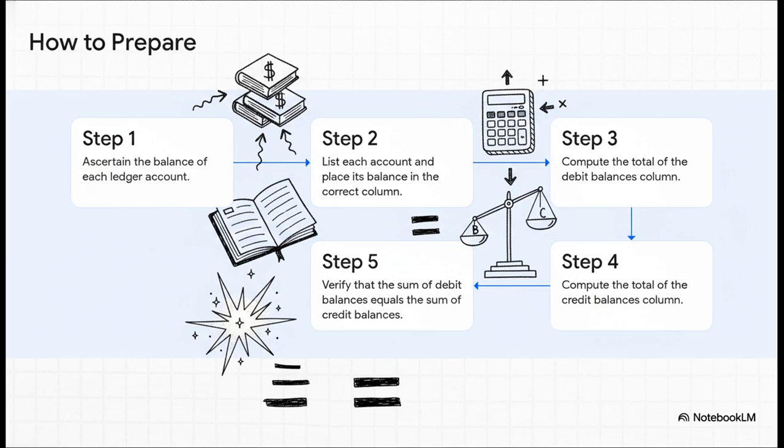So how do you prepare it? It's a really simple 5-step process. First, find the balance of every single ledger account. Then, list each account and its balance in the right column. After that, you total up the debit column and then the credit column. And then comes the magic moment. You check if they match. This last step is absolutely crucial, my dear students. The two columns must be equal.